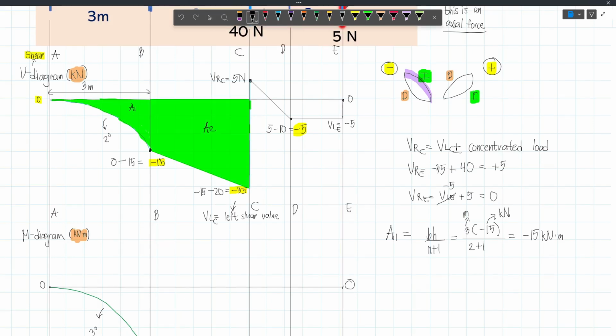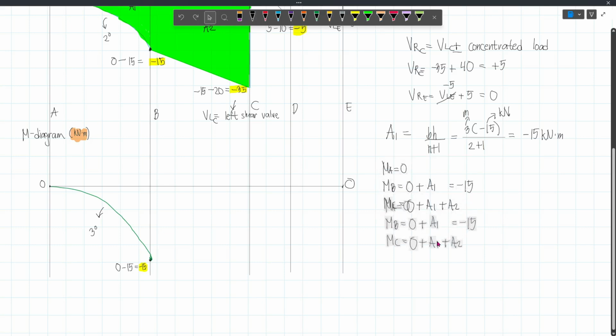Now again, just to be clear, our moment at A is equal to 0. And then our moment at B is equal to 0 plus A1. And again, A1 is negative 15, and so that's why we have negative 15. And then to get MC, we have 0 plus A1 plus A2. Or simply, our moment value is the total area of this one.